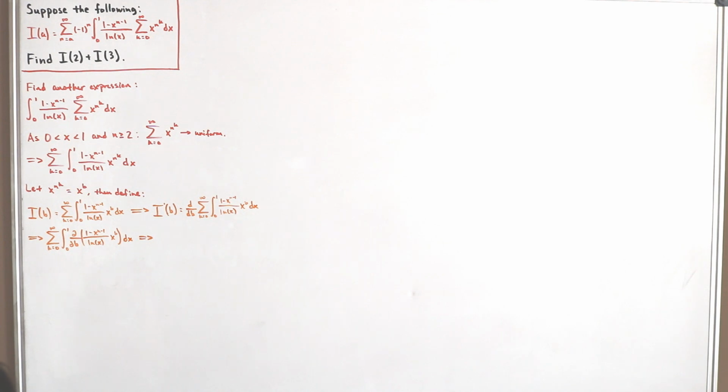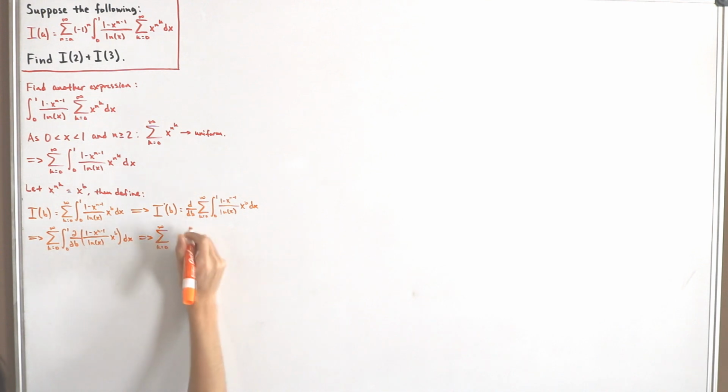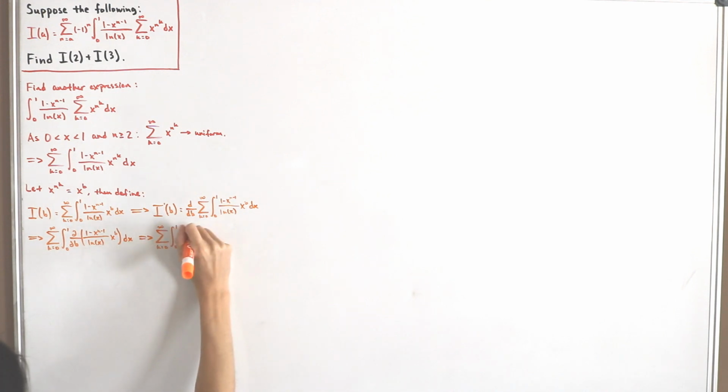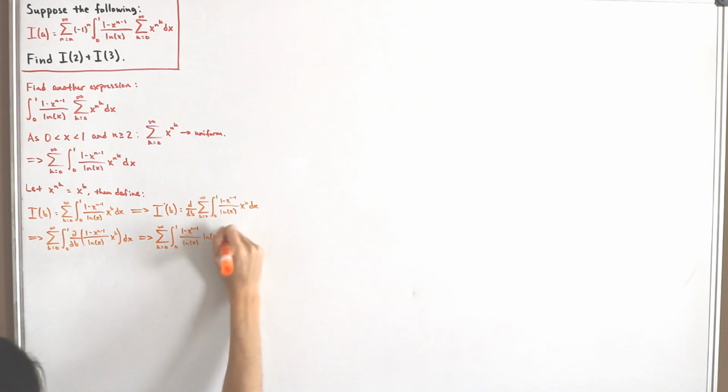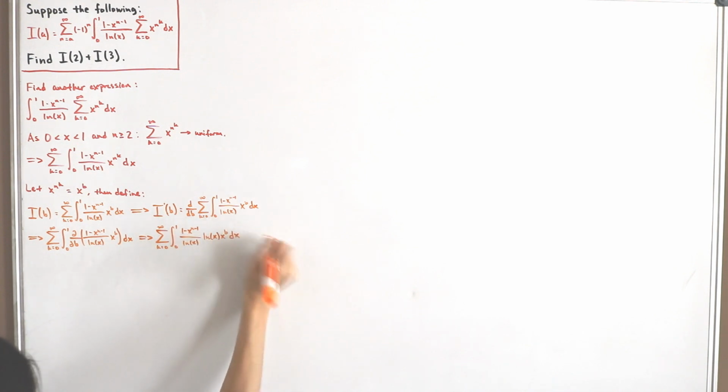It's just x to the power b multiplied by ln of x. So we'll just substitute that back in. Then we get that this is the sum from k equals 0, and then the integral from 0 to 1 of (1 minus x to the power 1) ln of x, then multiplied by ln of x, and then multiplied by x to the power b, and dx.